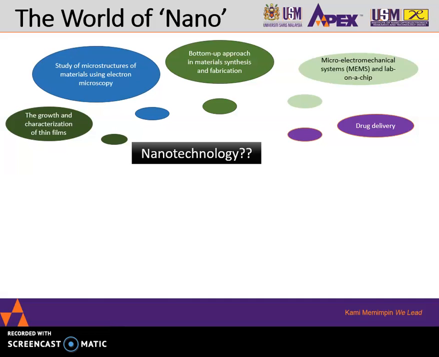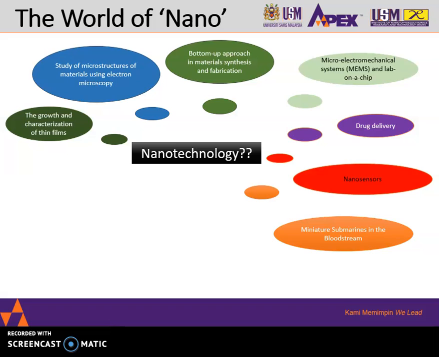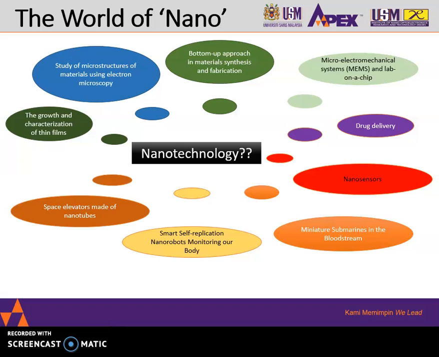Others think that drug delivery is nanotechnology, whereby you put a certain type of drug inside a carbon nanotube so that it can be delivered into specific parts of your body. Or nanosensors, right? Some people are working on nanosensors, so they claim that they are working in nanotechnology. Some consider nanotechnology as the more futuristic application of current technology, such as a miniaturized submarine in the bloodstream, smart self-replicating nanorobots monitoring our body, and even more futuristic, space elevators made of nanotubes. The many diverse definitions of nanotechnology reflect the fact that nanotechnology covers a broad spectrum of research fields and requires true interdisciplinary and multidisciplinary efforts, crossing boundaries between physics, chemistry, mathematics, biology, electrical and mechanical engineering, biotechnology, and whatnot.